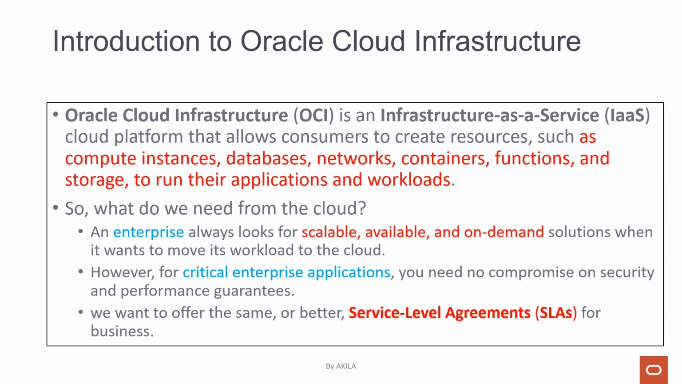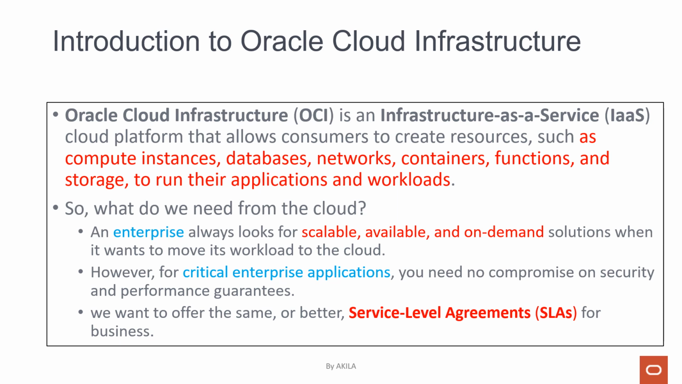So, introduction to Oracle Cloud Infrastructure. Oracle Cloud Infrastructure is an infrastructure as a service cloud platform that allows consumers to create resources. They can create any kind of resources such as computing instances, database, network, container, functions and storage to run their applications and workloads. So what do we need from this Oracle Cloud? It should support enterprise applications and also critical enterprise applications. Critical enterprise applications means most of the time we will use sensitive data. In that case, critical enterprise application support is necessary.